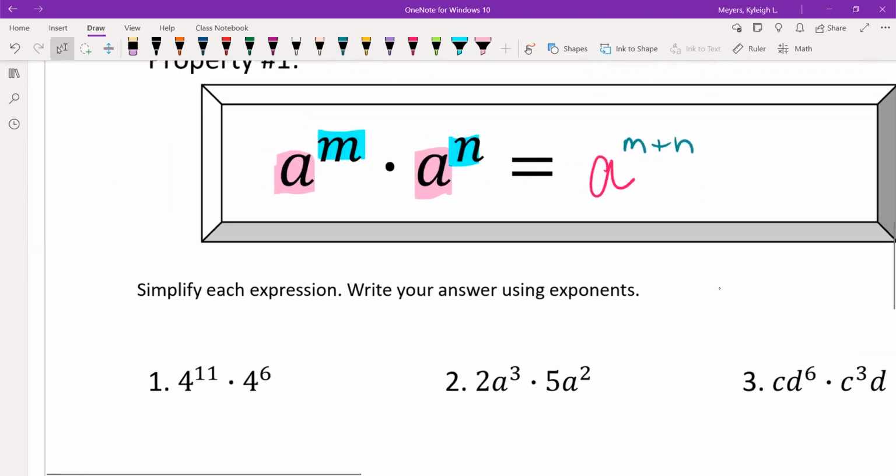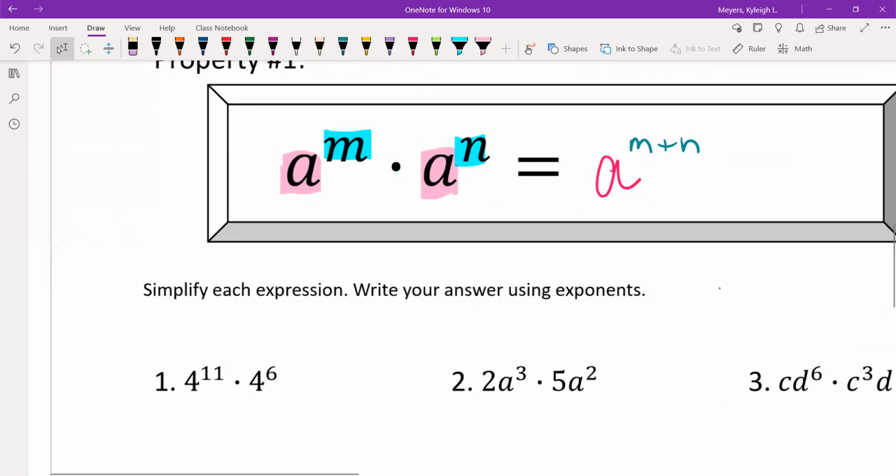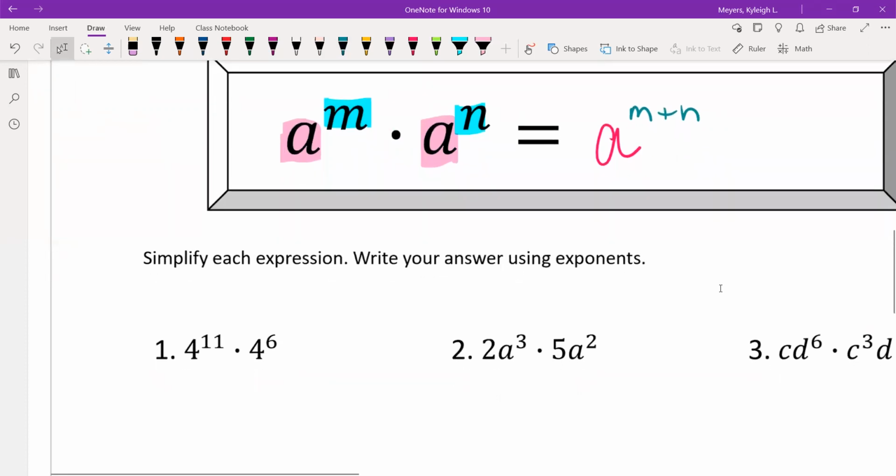We're going to simplify each expression using our property. As long as we have the same base, we just simply add up the exponents. So I'm going to show some work here. We have 4 as the base, and then we do 11 plus 6, which is 17, right?